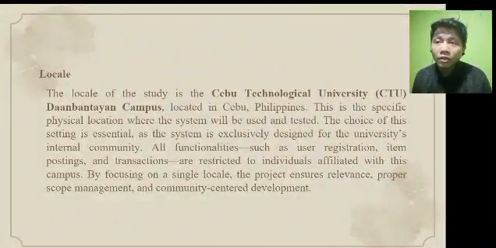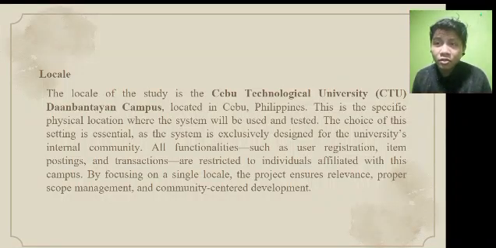So, the local in relation to my capstone study is the Cebu Technological University, CTU Bantayan campus, located in Cebu, Philippines. So, this is the specific physical location where the system will be used and tested.